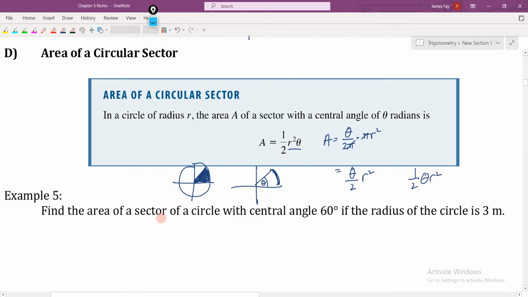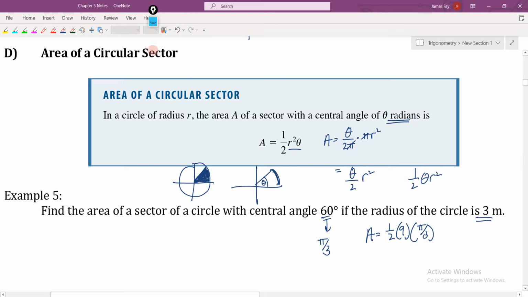But here it says find the area of a sector of a circle with a central angle of 60 degrees. Again, I don't like 60 degrees because these formulas are defined for radians. So 60 degrees, we convert that over to pi over 3 radians. So if I want the area, it's going to be 1/2 r squared. r is 3, so r squared would be 9. And then we'll multiply that by pi over 3.